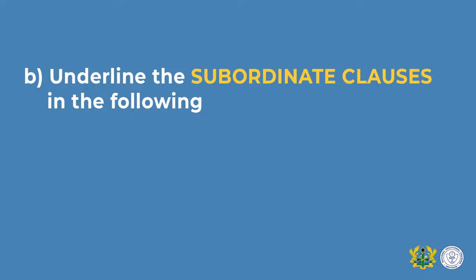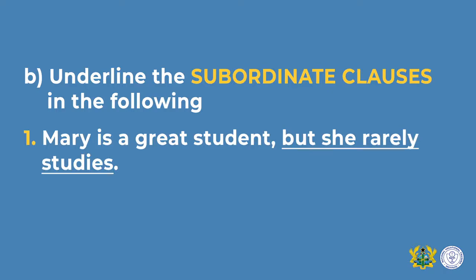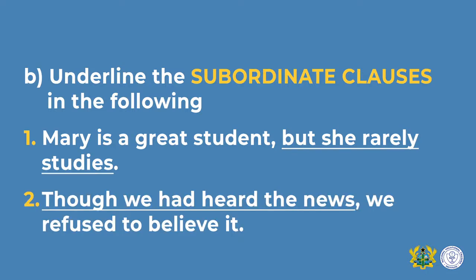B. Underline the subordinate clauses in the following. Mary is a great student, but she rarely studies. The response is, but she rarely studies. The second one, though we had heard the news, we refused to believe it. The subordinate clause in there is, though we had heard the news.